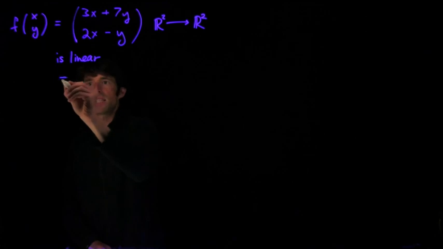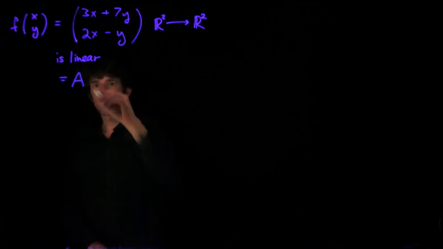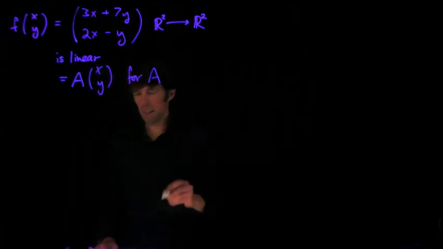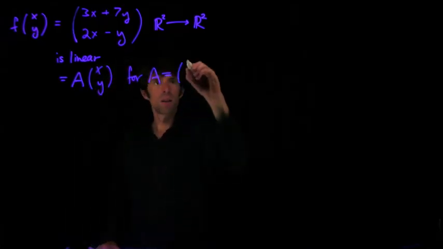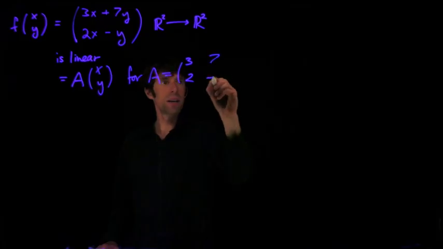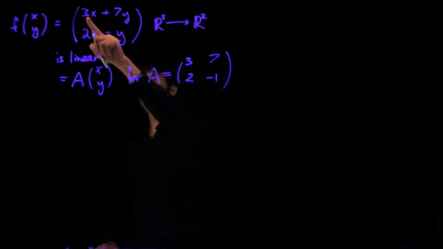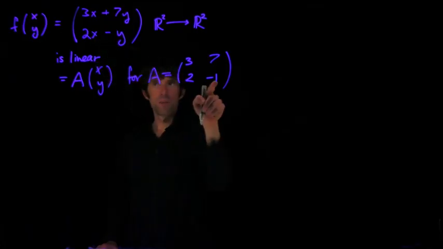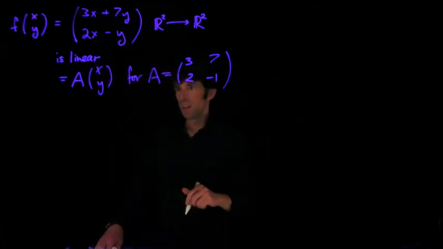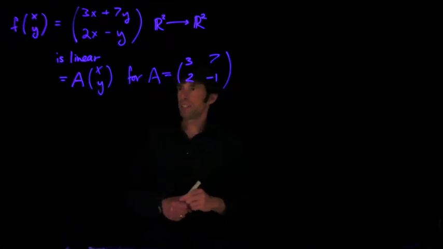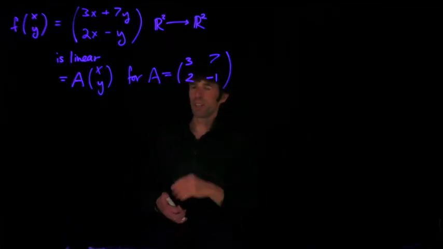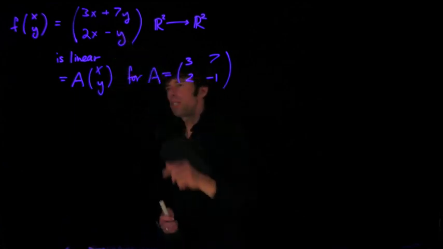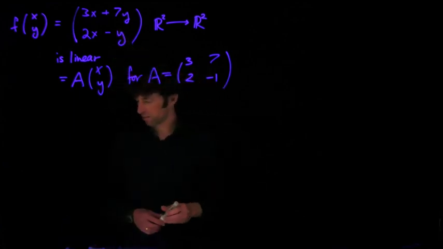And in fact, it's equal to multiplying the matrix A times the vector (x, y), where our matrix A is given by 3, 7, 2, and minus 1. So the 3 from that x coefficient, the 7 from that y coefficient, the 2 from that x coefficient, and the minus 1 from this minus y. I've just written down these numbers because I'm experienced with doing this translation. But if you don't believe me, go ahead and multiply this matrix by this vector, and you'll see that you get exactly the same answer.